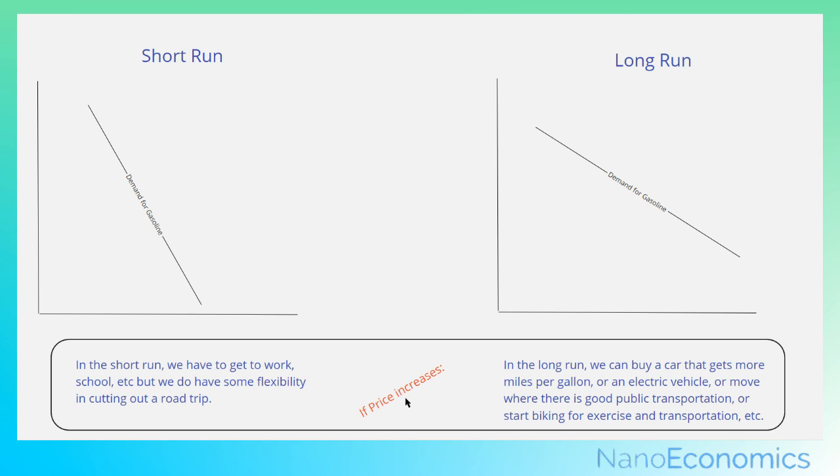Those are things we can do if the price of gasoline increases, as a way of acting on whatever elasticity there may be in our demand. In the long run, we could buy a completely different car that requires less gas, gets better gas mileage, an electric vehicle. We could end up adjusting our lives to where we could rely completely on public transportation.